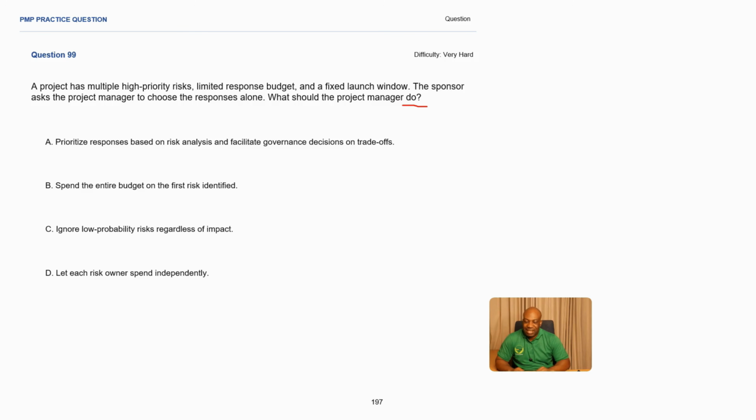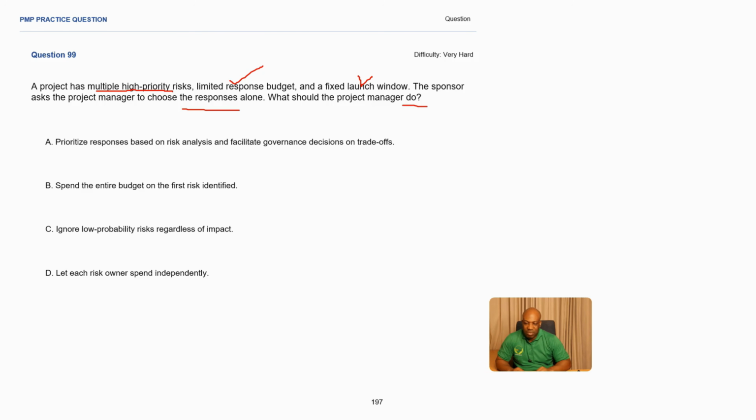So let us understand our problem statement here. A project has got multiple high priority risks, okay? And you also have a limited response budget and a fixed launch window, okay? But the sponsor is now asking the project manager to choose the responses alone, right? So let us go through the answers now.